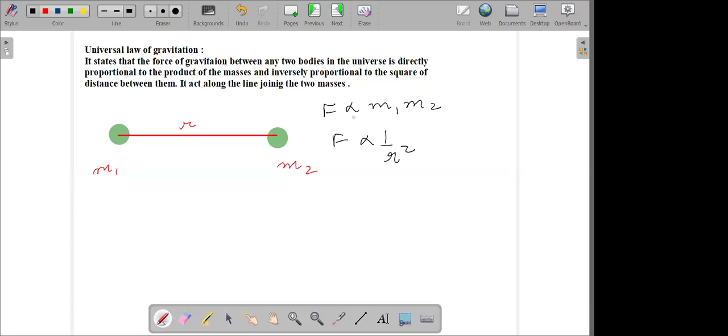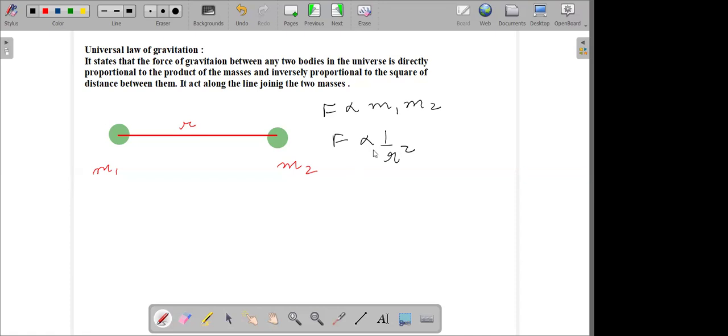So here you can remember it as a shortcut with these two. See, the symbol is read as proportionality. So we read it: force between the two bodies is directly proportional to the product of masses, that is m1 multiply m2. Force is proportional to m1 multiply m2, and it is inversely proportional to the square of the distance between them. You can combine these two statements and write that the gravitational force between any two masses in the universe is directly proportional to the product of masses and inversely proportional to the square of the distance between them.